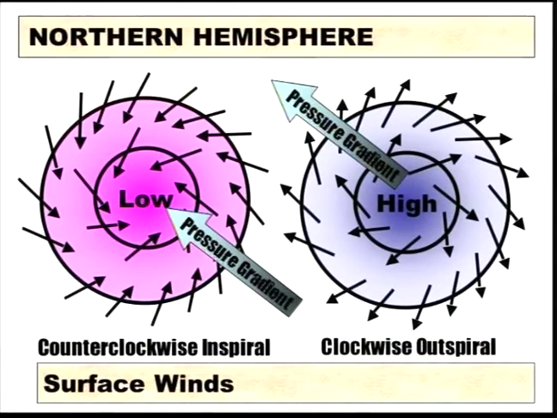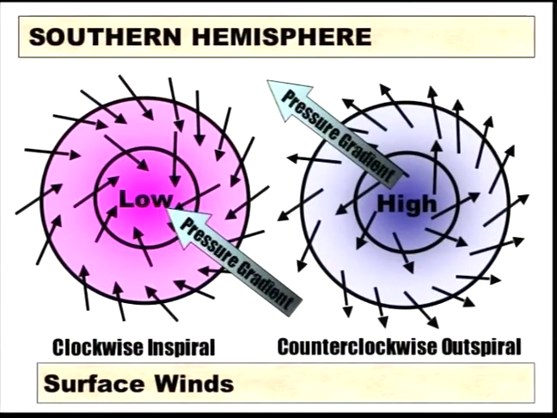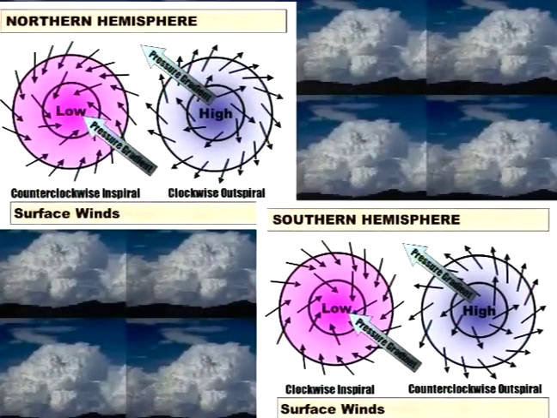Out of the high pressure, air will spiral in a clockwise direction in the northern hemisphere. So it is the opposite to the southern hemisphere. In the southern hemisphere, air will spiral clockwise into the low pressure and anti-clockwise out of the high pressure. In the northern hemisphere, air will spiral out of the high pressure clockwise and into the low pressure anti-clockwise.